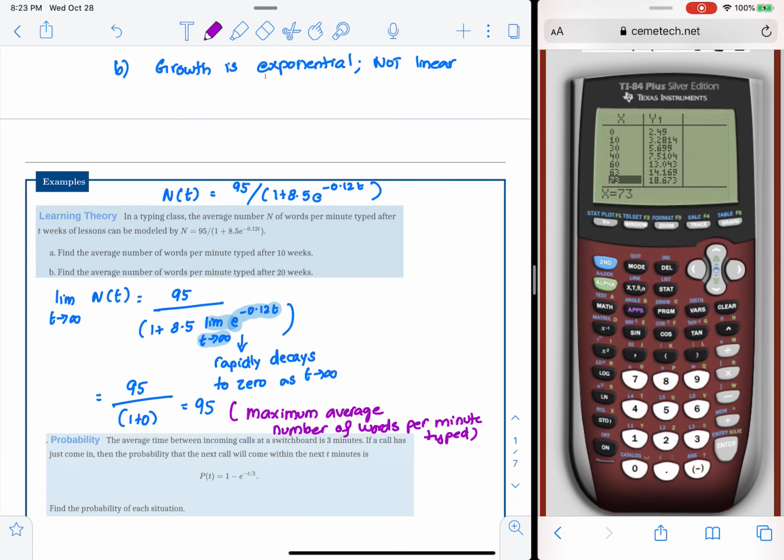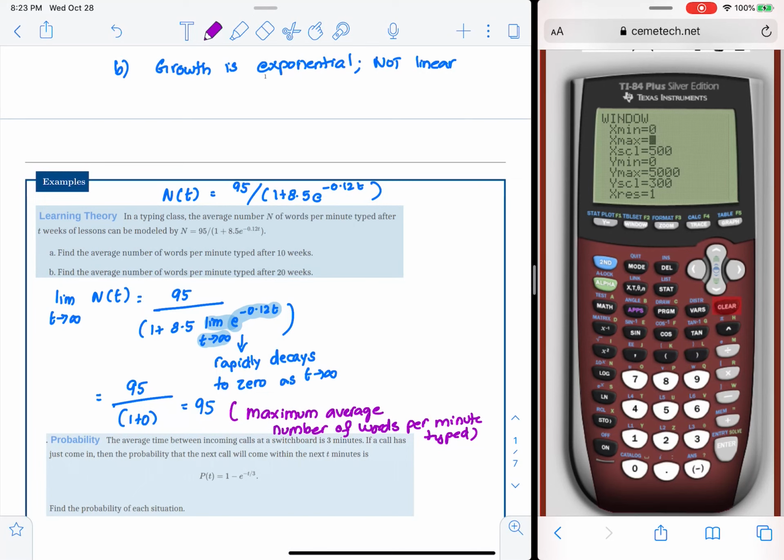Now, would that make sense in our case? So let's go ahead and graph it first before we proceed. What we have is 95 divided by 1 plus 8.5 e to the negative 0.12x, instead of t, and graph. Well, we have to adjust the window.